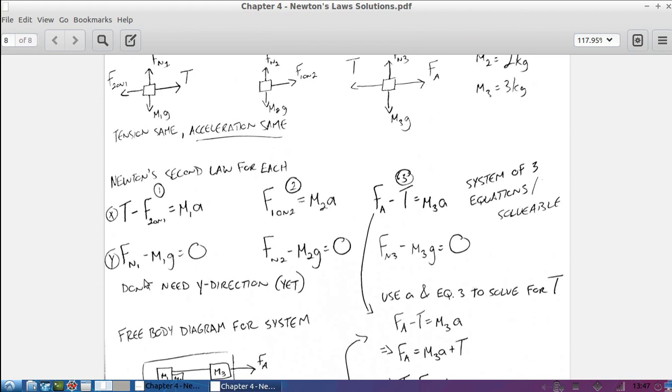Newton's second law. Let's start in the y direction, right? Because they're all the same. Normal minus gravity is 0.